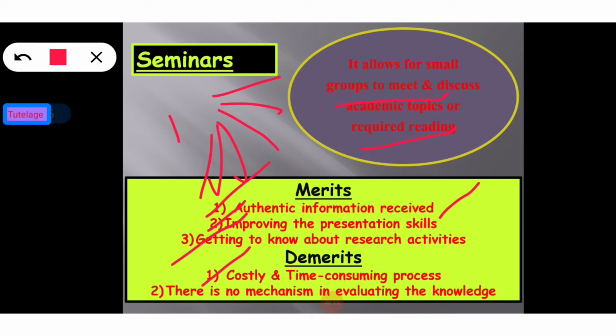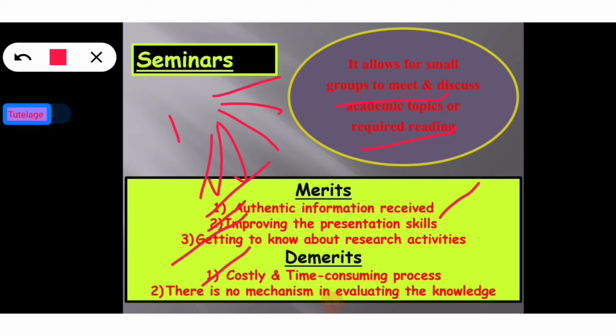The first point is that organizing a seminar can be costly, as expenses have to be incurred for inviting experts and arranging accommodation and food for participants and experts. So it is much costlier, and it is time consuming also. At times it could be boring for participants. The second point is that there is no mechanism for evaluating the knowledge, because if students do not participate wholeheartedly, then the purpose of organizing the seminar is not fulfilled.